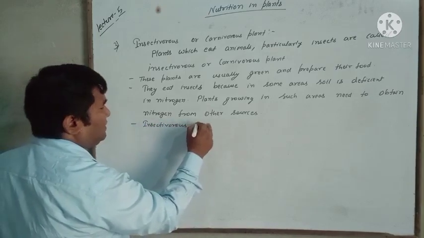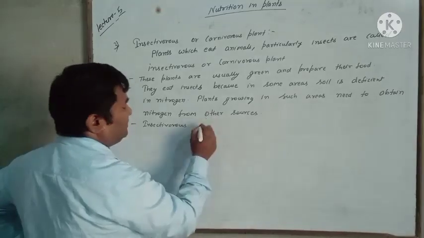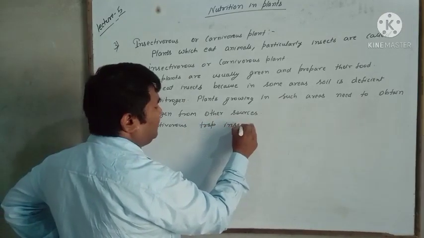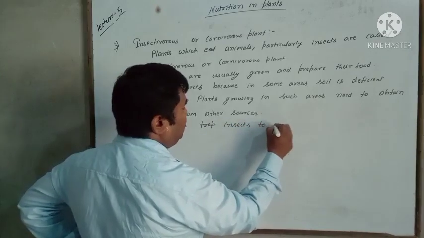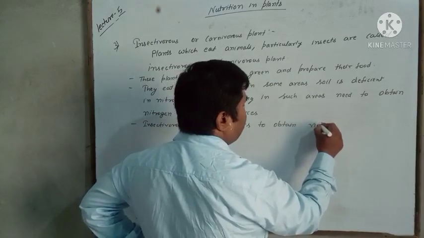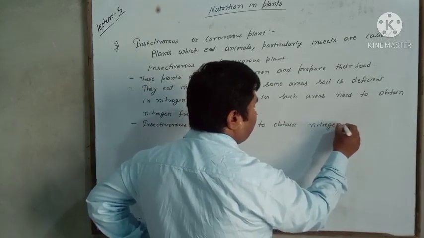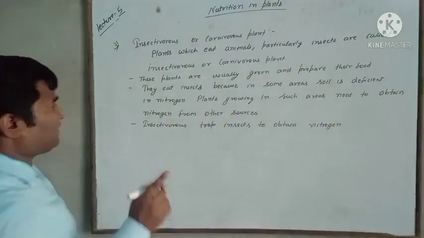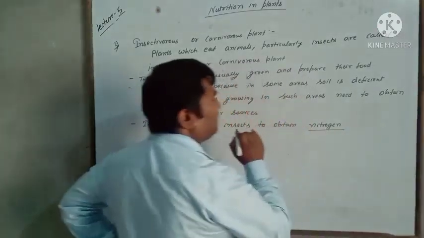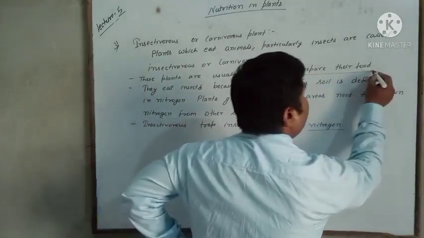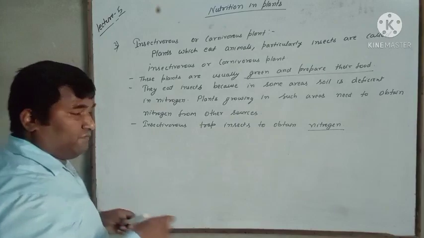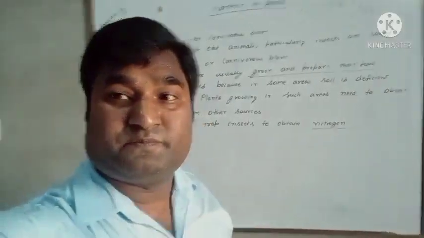Insectivores trap insects to obtain nitrogen. Okay, so the point here that you have to note is that insectivores need nitrogen. They are green and they can prepare their food.